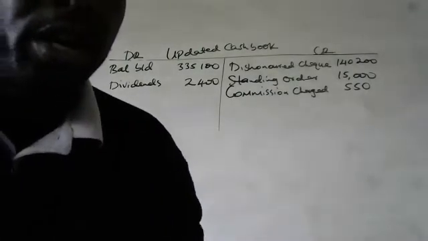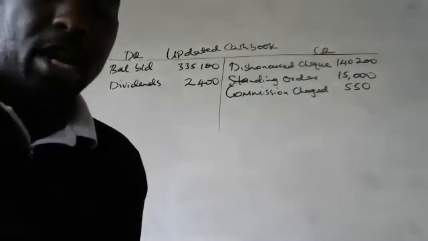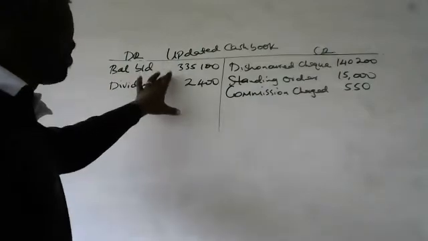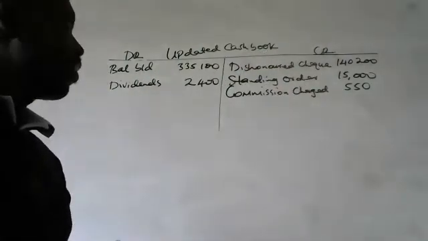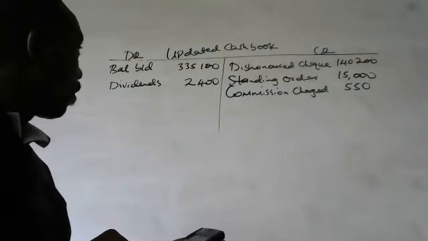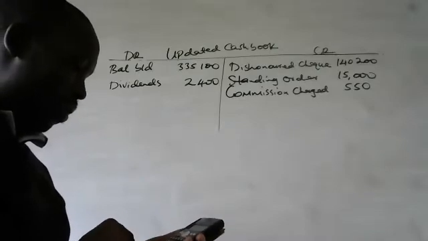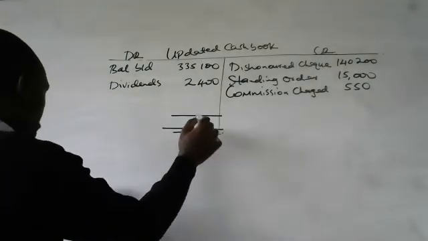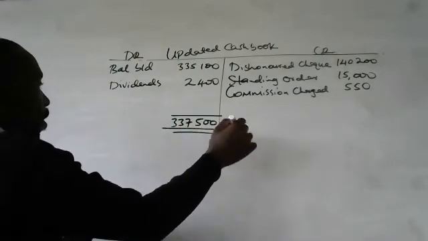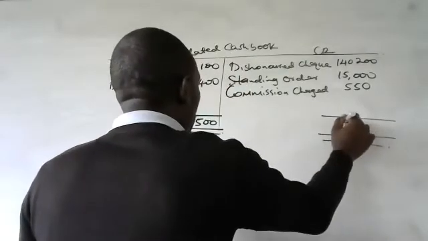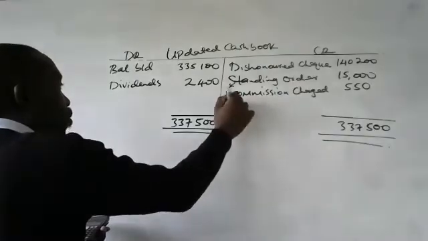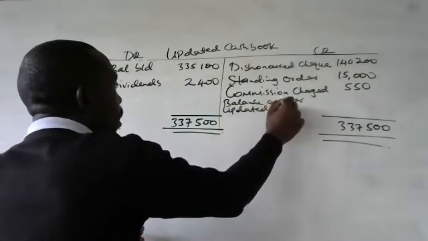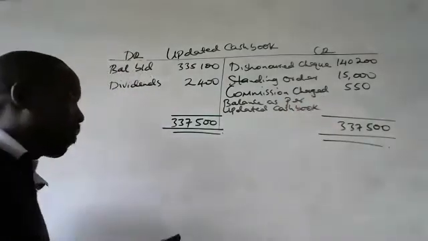After doing that, we need to compute the balance for the updated cash book. That simply means we add the amounts that are on the receipt side and subtract the amounts that are on the payment side, and we get the correct balance. 335,100 plus 2,400 gives 337,500. It looks like this is the one that is going to be more. So the figure we take for the total of 337,500 is going to be our balance as per updated cash.